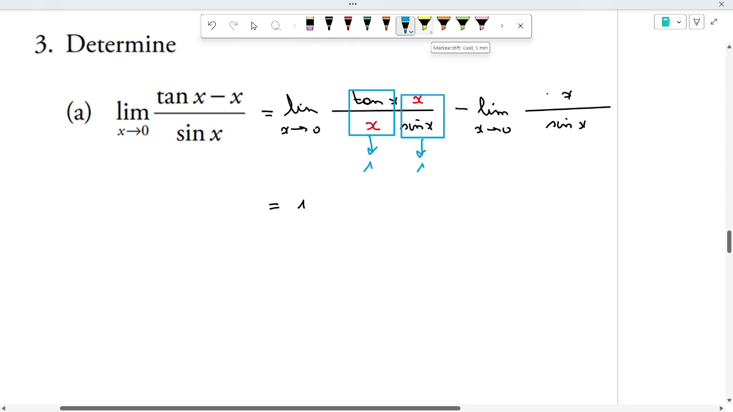Next one, x divided by sine x is also approaching 1 when x is approaching 0. So we get 1 minus 1. The result is 0.